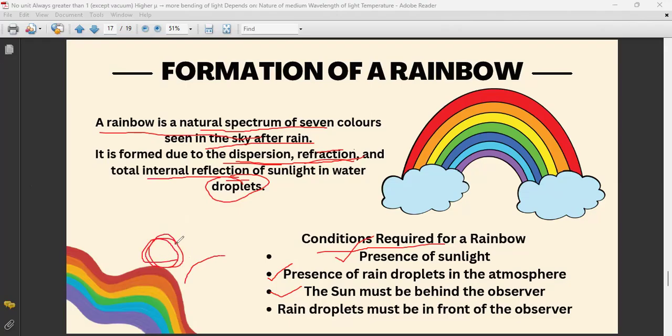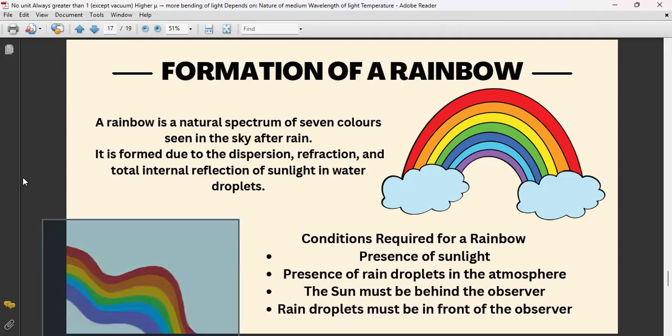Consider this as the sun. So the sun must be behind the observer and rain droplets must be in front of the observer. These rain droplets must be in front of the observer, where this rainbow will be formed. Then only we can see the rainbow. Now, what are the steps for this rainbow? Let's just see it.